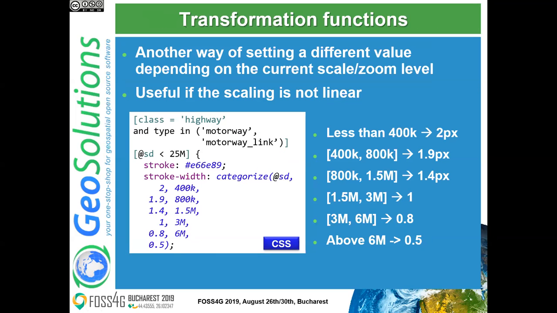Mapbox styles does not support categorize directly, but it has its own way. There are table-based specifications where you can specify something like, if zoom level is 3, use a stroke width of 5. If zoom level is 4, use a stroke width of 7, and so on and so on. So you can lay out a neat table which does more or less what we do here.